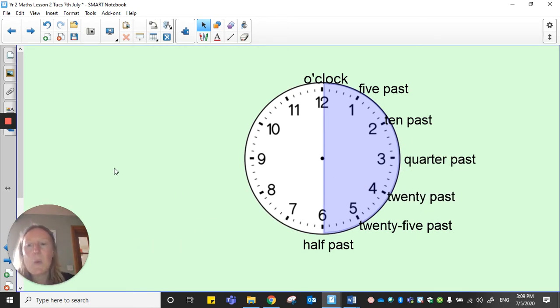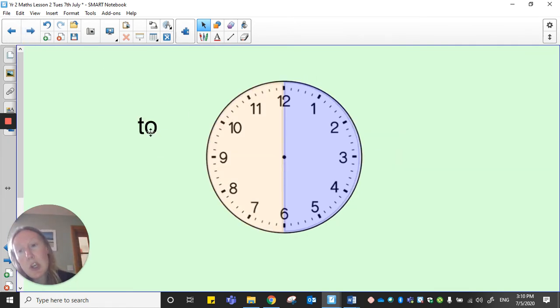Okay, so yesterday we did the past side using the minute hand. Remember, the minute hand was which hand? The hand that went right out to the number, and it moves every minute. So today we're going to look at the to side.